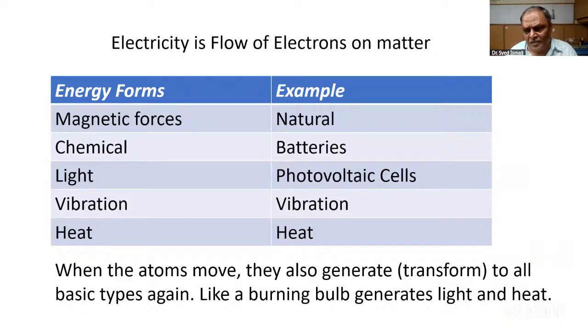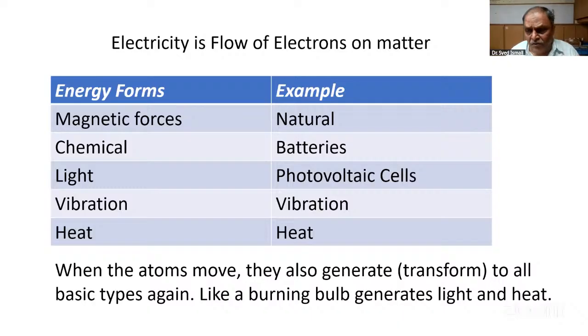What is the force that moves the first electron? How is the first electron moved? By magnetic forces. If you bring a magnet, that will move the electron. This is natural, okay? Chemical: you make a chemical reaction, it will move electrons from one place to another. That is the example of batteries, for example. You give light, that will move the electron. And that is photovoltaic cells. You make vibration, that will move it also. The vibration energy itself will move the electrons.